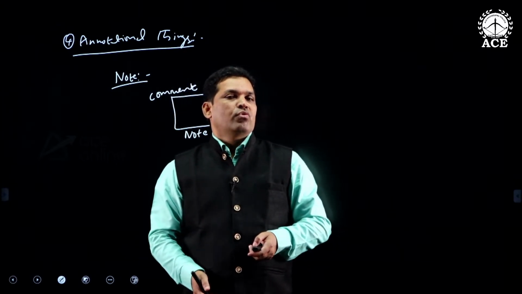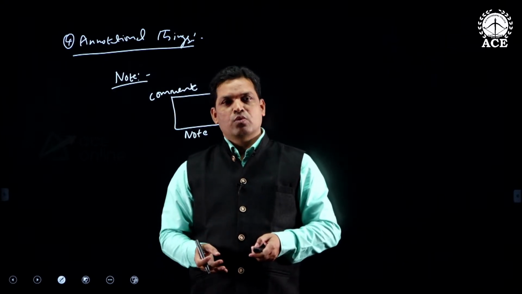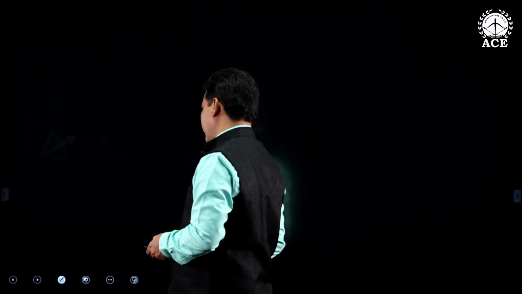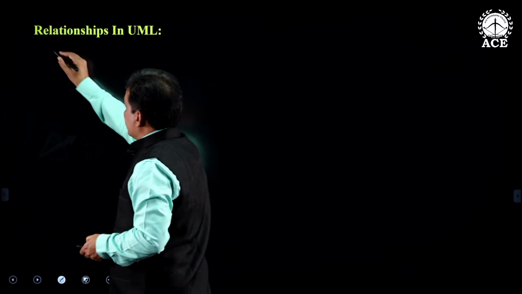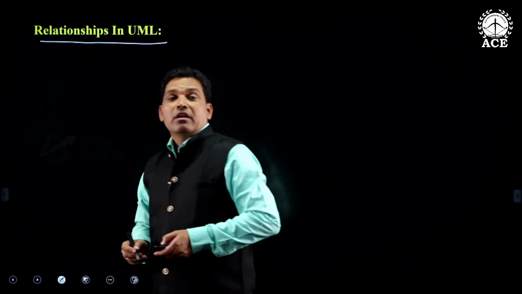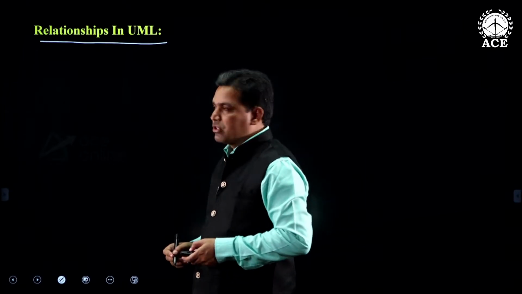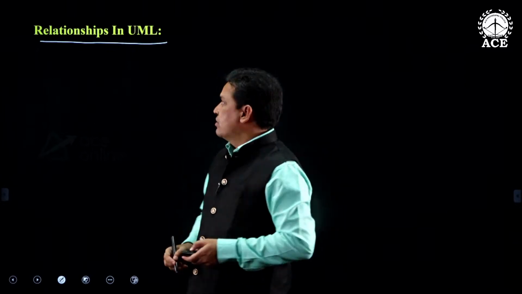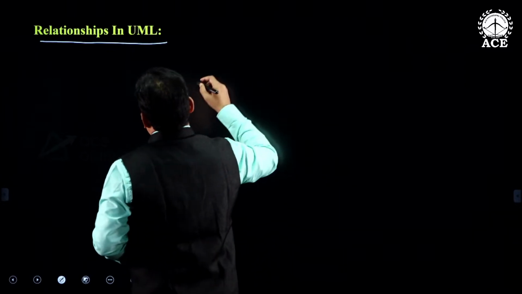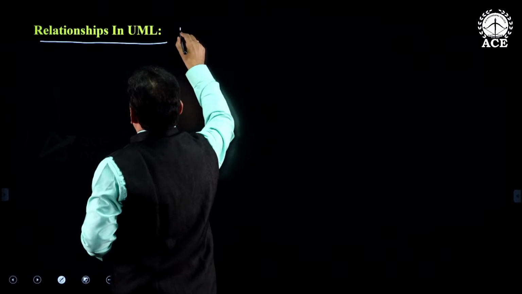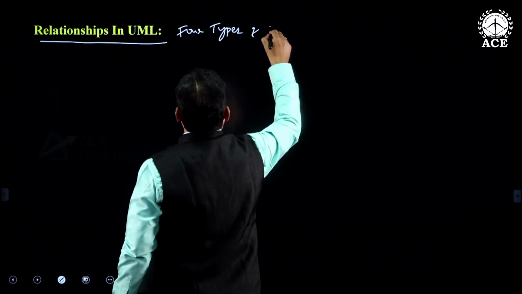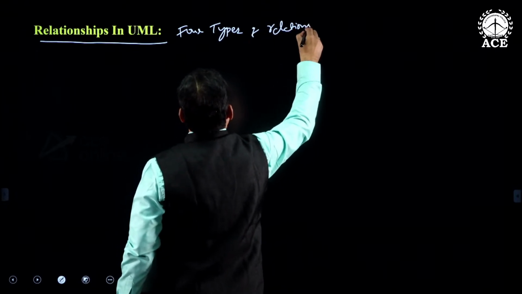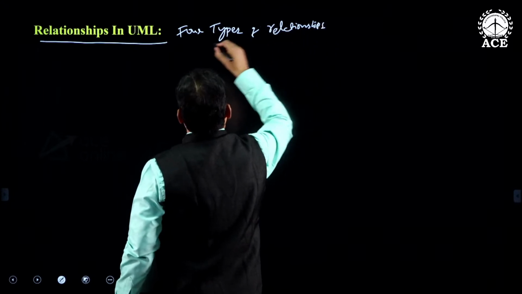UML things were classified into 4 categories: structural things, behavioral things, grouping things, and annotational things, which we have discussed so far. Coming to the next, what are the various relationships in UML that we'll discuss. The second building block of UML. UML building blocks were classified into 3 things: things, relationships and diagrams. So we are going to discuss the second building block, that is relationships in UML. Relationships in UML were classified into 4 types.